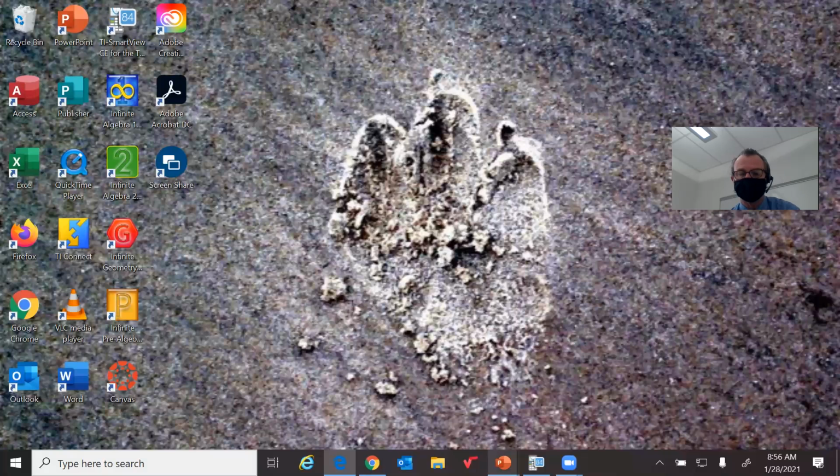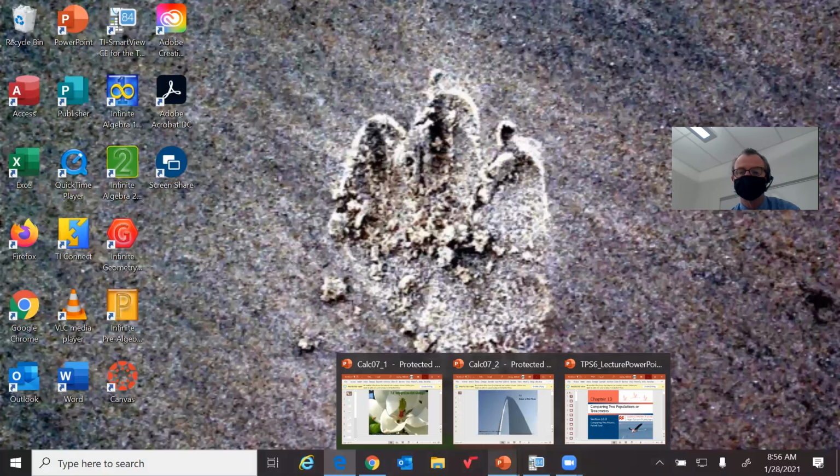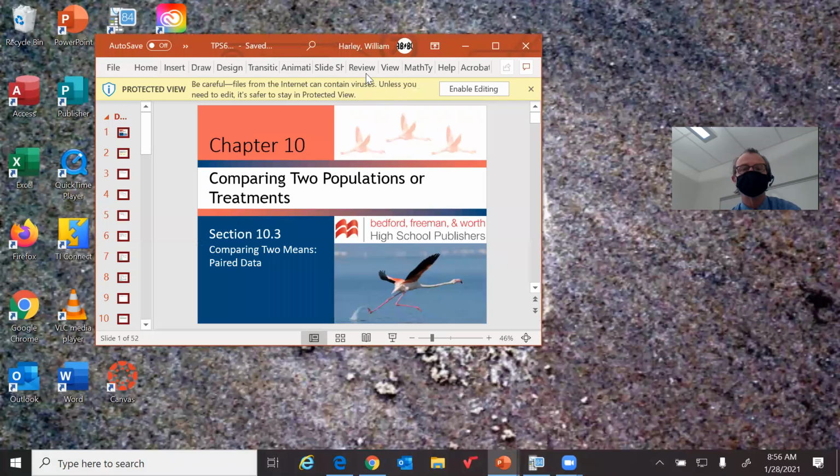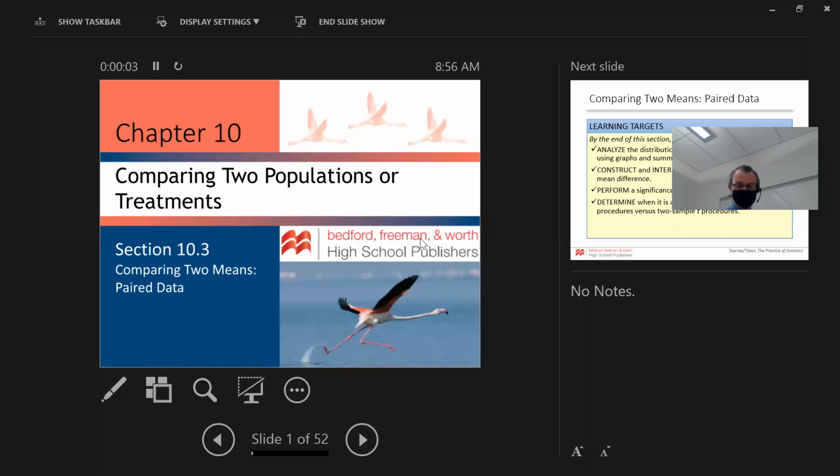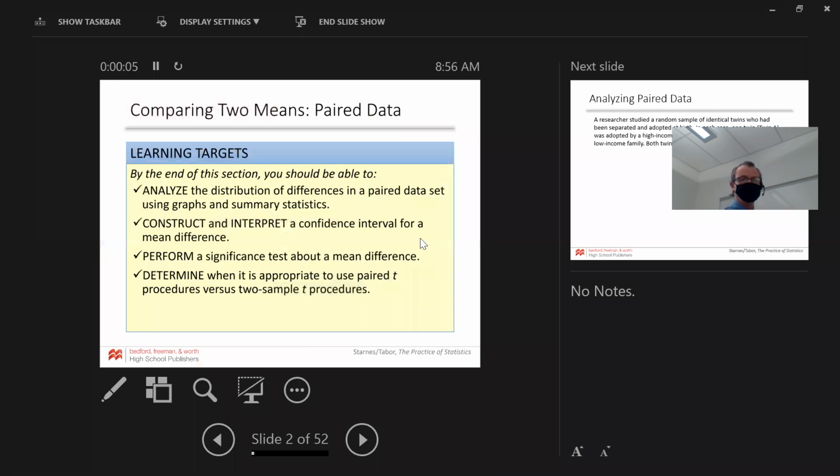So this is 10-3 alpha. When they say paired data, it means blocking, it means matched pair or repeated measure.